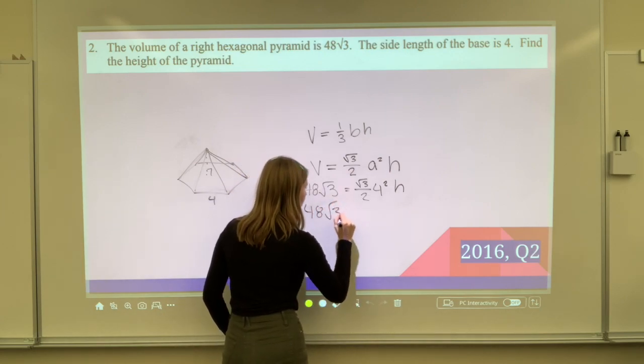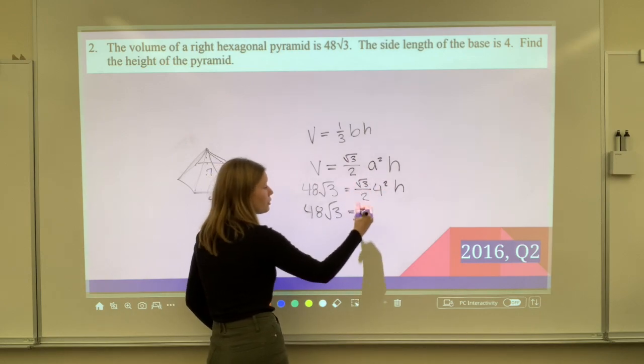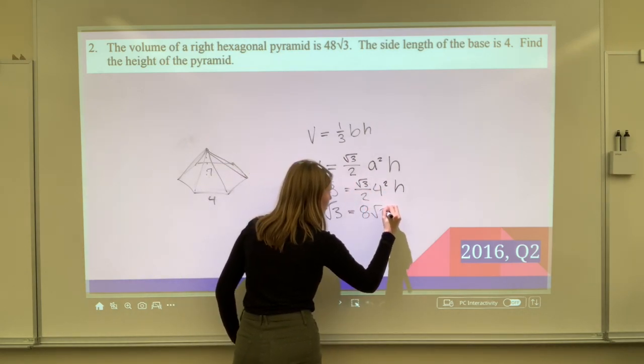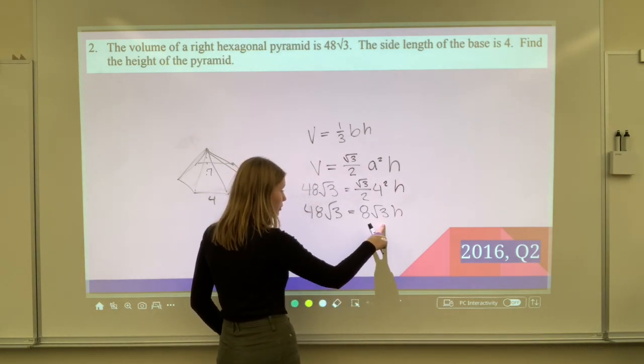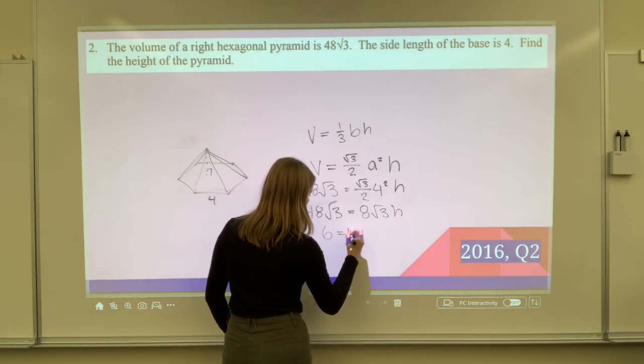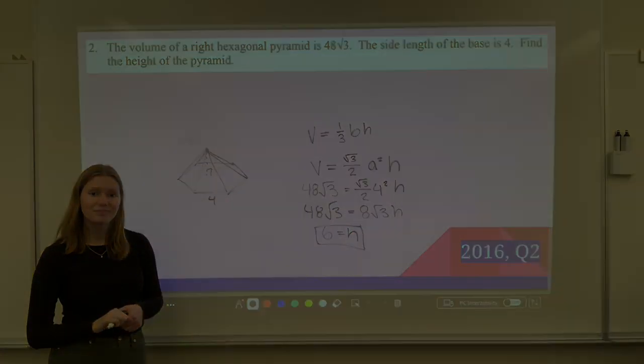We simplify this a little more. 48 times the square root of 3 is equal to, so this is 16, and we divide 16 by 2, so 8 times the square root of 3 times h. Divide both sides by 8 times the square root of 3, and you are left with 6 as our height. And that is your final answer.